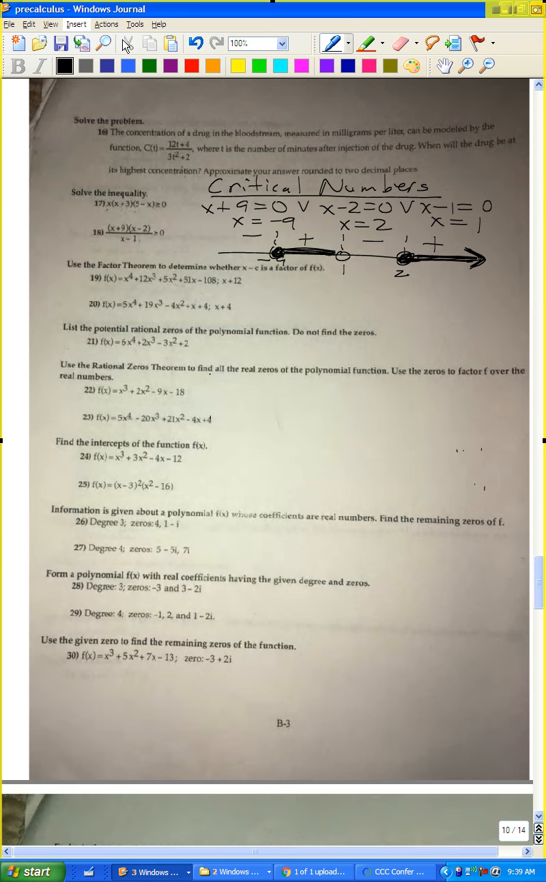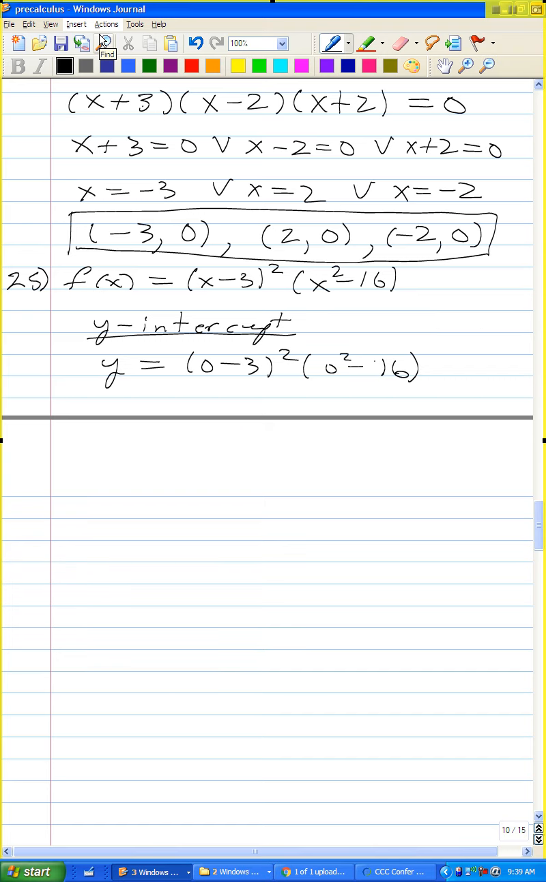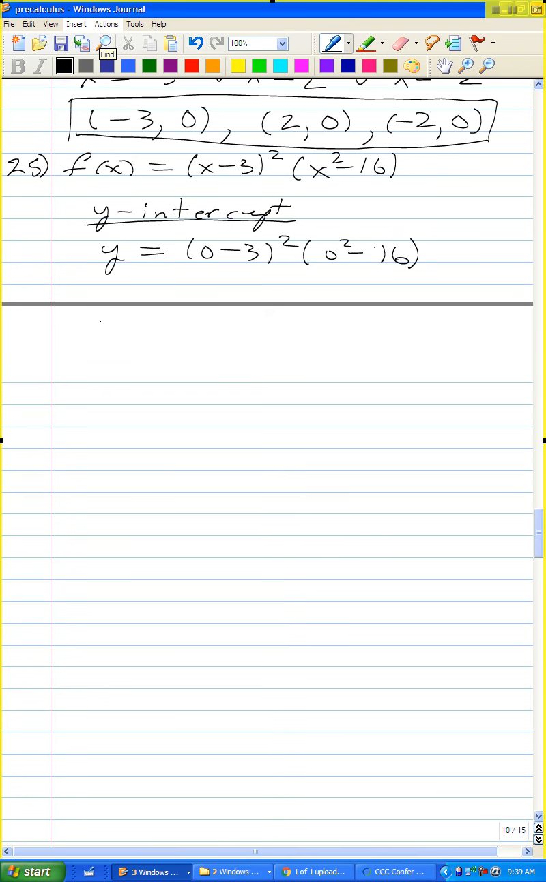let me get another page. Okay, and so I have negative 3 squared is 9 times negative 16 is negative 144. And so the y-intercept is at (0, -144).